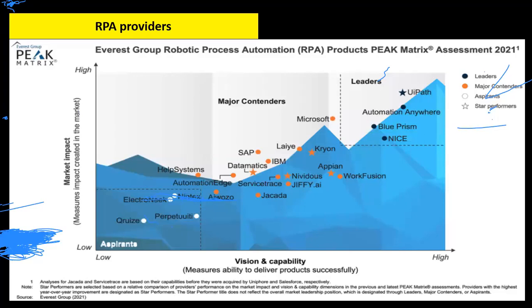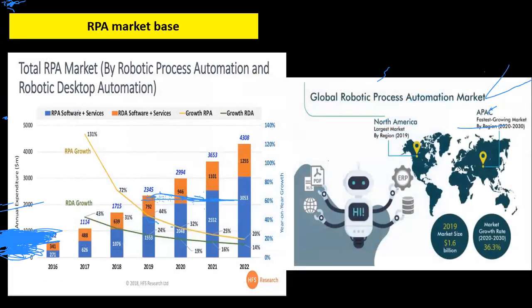RPA is already a $1 billion industry. See here, the RPA market base, it's already a $1 billion industry. And if you look at the global market scenario, right now the fastest growing market is the APAC region. North America is the largest market so far, but now, as you can see, APAC has a 36.3% annual growth rate right now. So it's a huge market, already a $1 billion market.